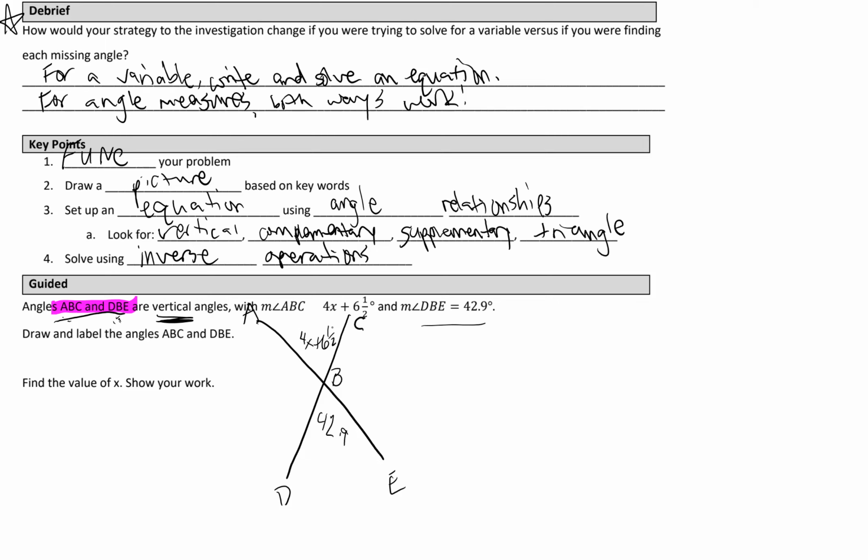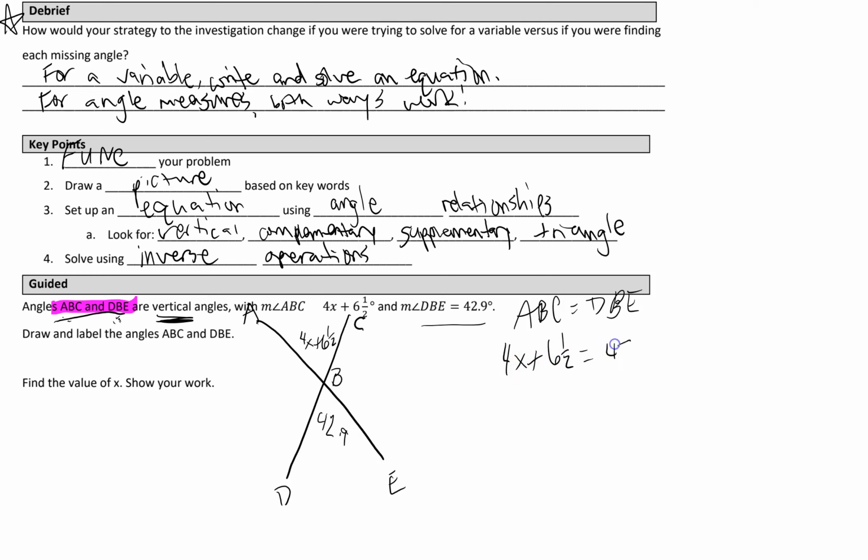I'm going to write my equation. Equations always have an equal sign, so I put an equal sign. And I've got to use what I know about vertical angles. I know vertical angles are across from each other. That's how I drew that picture. I also know vertical angles are congruent. So ABC should equal DBE. So now that I have that filled out, I'm going to just fill in what I know about these angles. ABC is 4x plus 6.5.